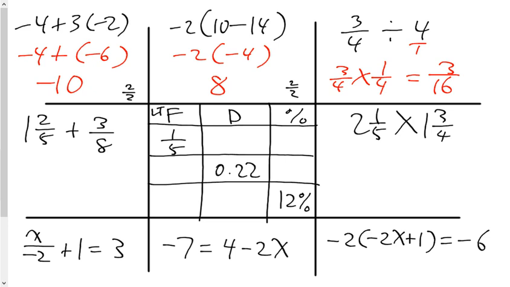So again, showing that you multiplied by the reciprocal is a point, and having the answer of 3/16 is a point. So the third question is worth 2 points as well.